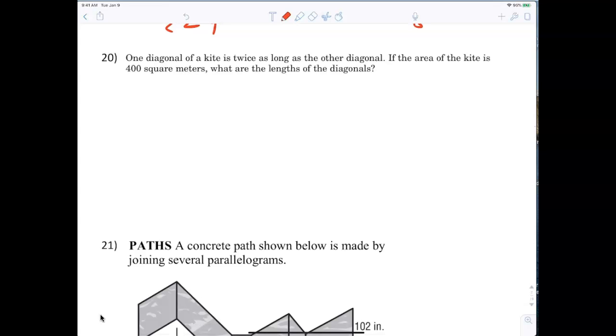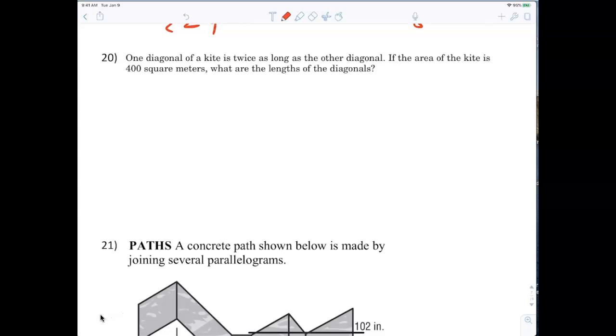One diagonal of a kite is twice as long as the other diagonal. If the area of the kite is 400, what are the lengths of the diagonals? So, probably forgot how to do this, am I right? So if you forgot how to do it, we can always look up the formula for area of a kite. So what's the formula for area of a kite? Do you remember? Isn't it like 1/2 the product of the diagonals, right?